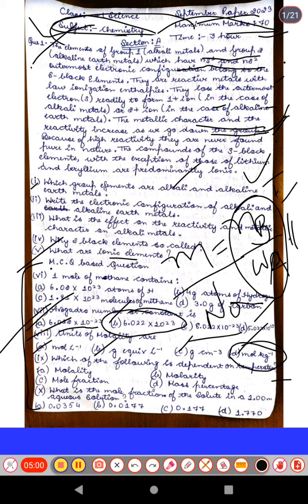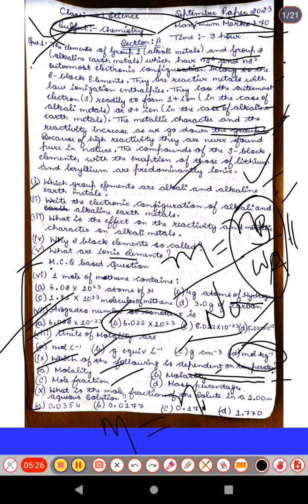Which of the following is dependent on the temperature-dependent term, we have to find out. So we have to learn the definition of molarity and molality. First option is molarity, second is molality, third option is mole fraction and next is mass percentage. So let's see which one is a temperature-dependent term. Let's start from the molarity definition.